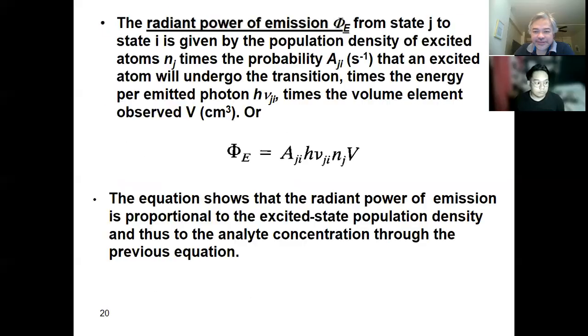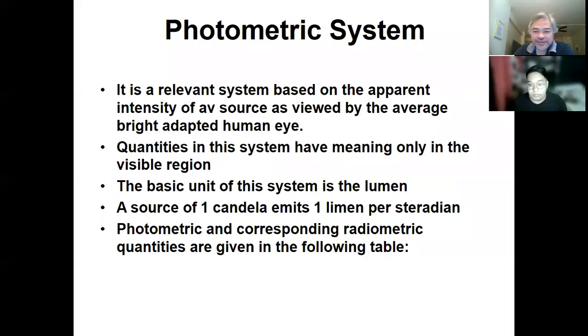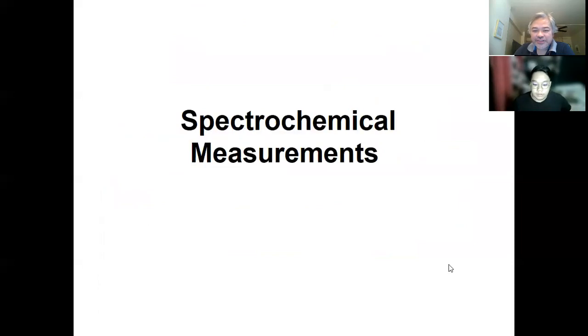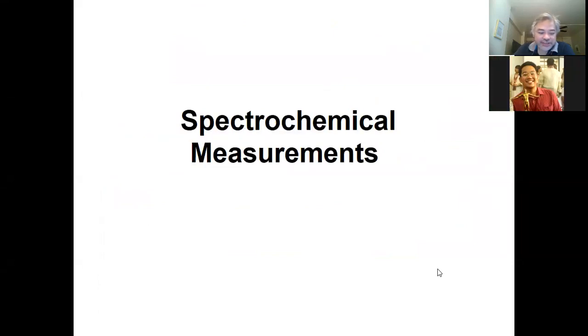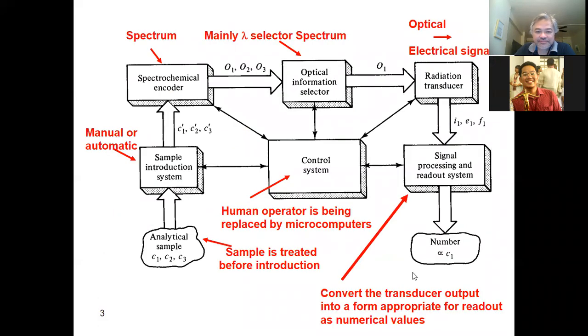Last time we talked about the different spectrochemical measurements and how this instrument is being set up. Usually everyone has these specific components that you have with the control system, the one taking over all the parts of the spectrochemical instrument.